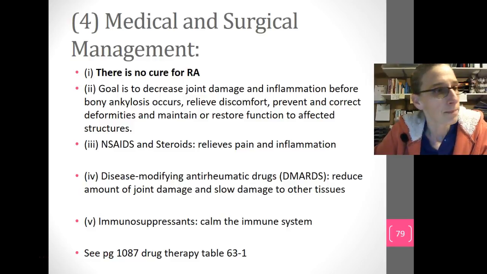So on page 1087, there's a drug therapy table 63.1. Be sure that you look over that. I don't know that you have to know all the drugs, but I do want you to be familiar with things like Celebrex. These are the drugs you hear about the most. Celebrex, Imuran, methotrexate, Humira or Enbrel, Remicade. Those are all kind of in there together. And Plaquenil.